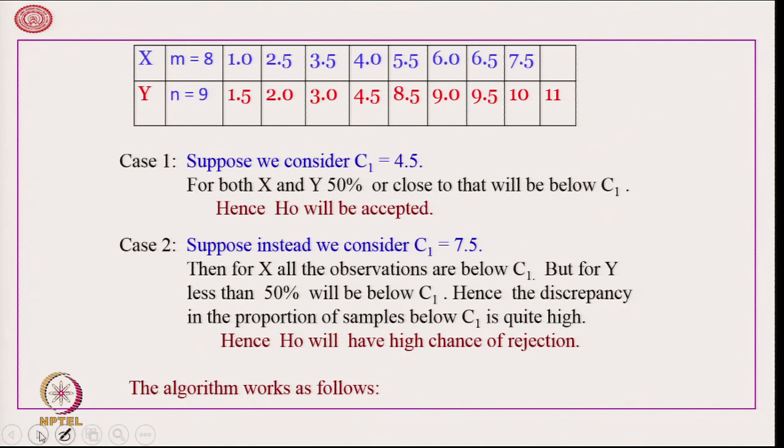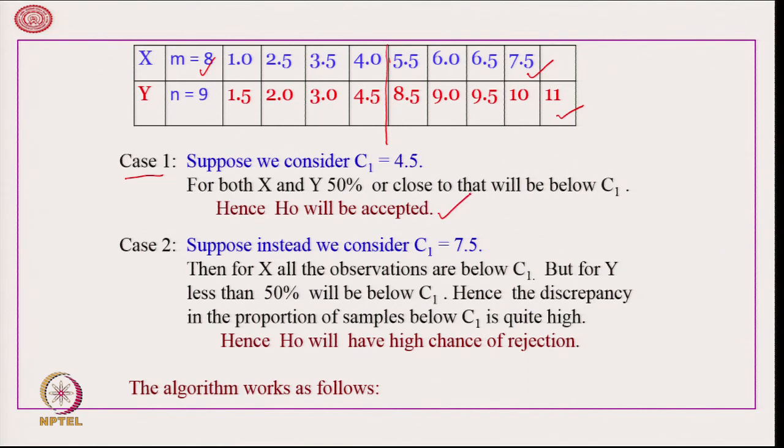Consider 8 observations from x, that is m is equal to 8, and these are the values 1.0, 2.5, 3.5 up to 7.5. And for y, there are 9 observations which are given there, 1.5, 2.0 up to 11. We want to check if they are coming from the same distribution. Now, consider case 1 where we have chosen C1 to be say 4.5. So, 4.5 comes somewhere here, we can see that 4 observations from x and 4 observations from y are below 4.5 or less than or equal to 4.5. Therefore, there is hardly any difference in those proportions, and therefore, H naught is going to be accepted.